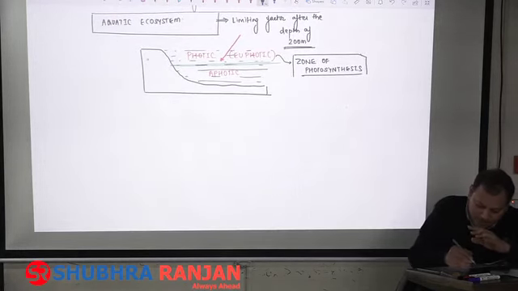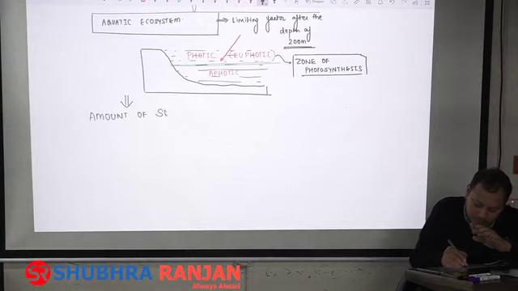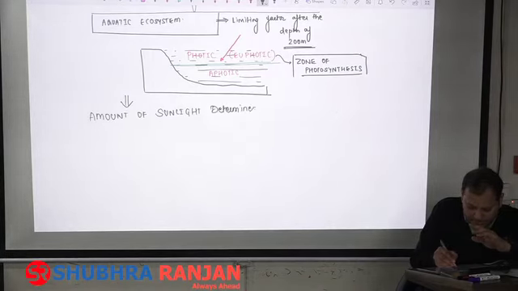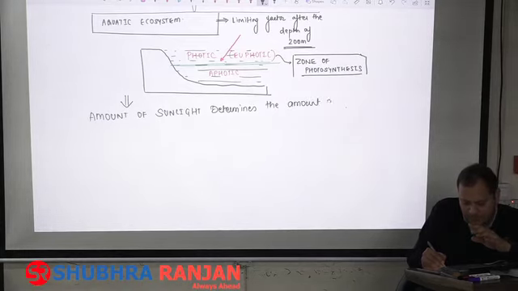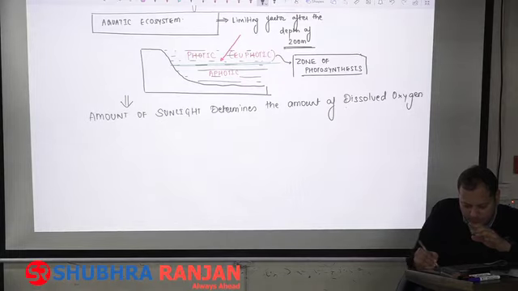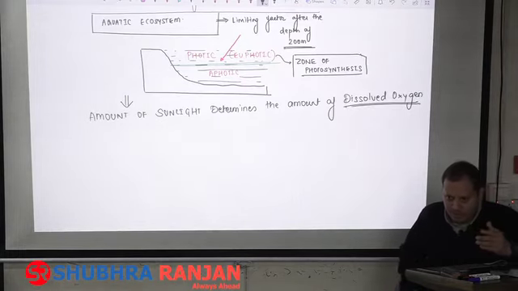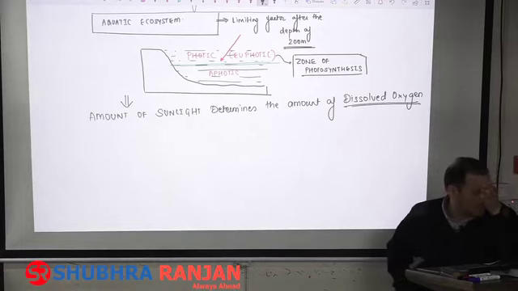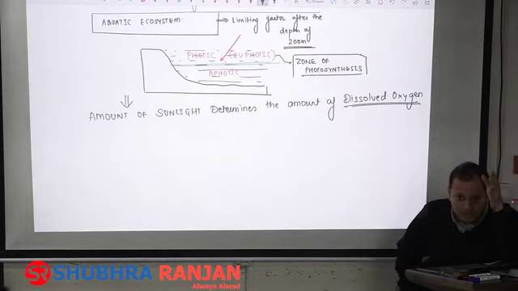Now see, in the aquatic ecosystem, the amount of sunlight determines the amount of dissolved oxygen. Right or wrong? Fine, because the more sunlight there is, the more photosynthesis there will be. The amount of sunlight will determine the amount of dissolved oxygen.